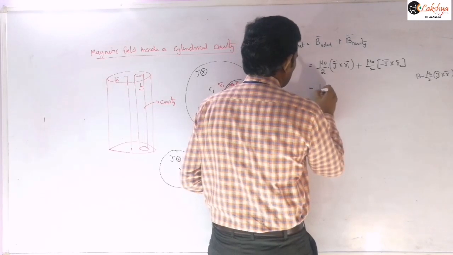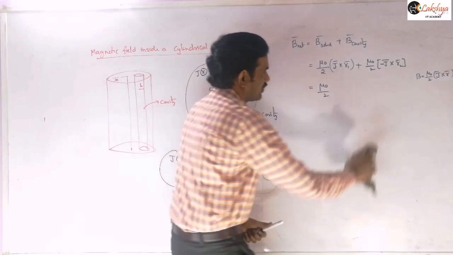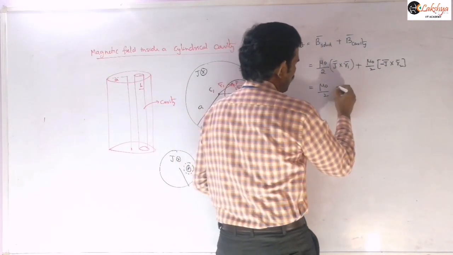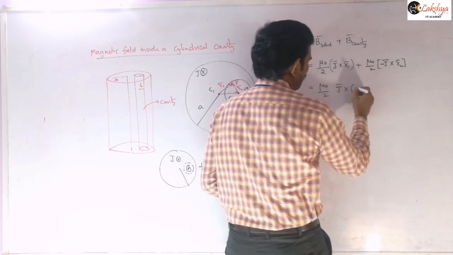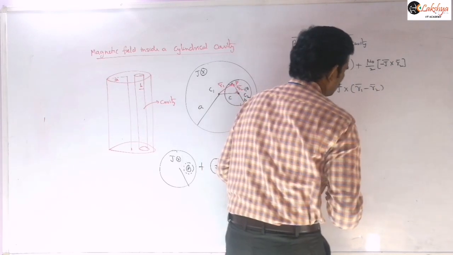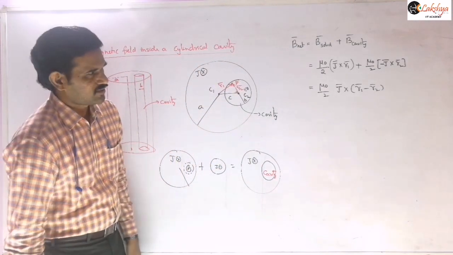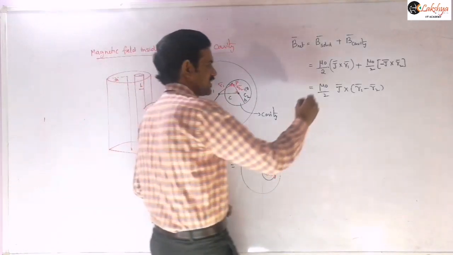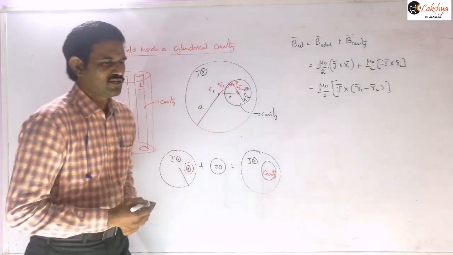So now let us write this. I can take this as mu naught by 2 into J bar cross, taking that J bar common here, then R1 bar minus R2 bar you can write. Is it clear? R1 bar minus R2 bar I am getting there. I am writing mu naught by 2 into J bar common, so that you will get this expression here. Now we need to simplify that equation.